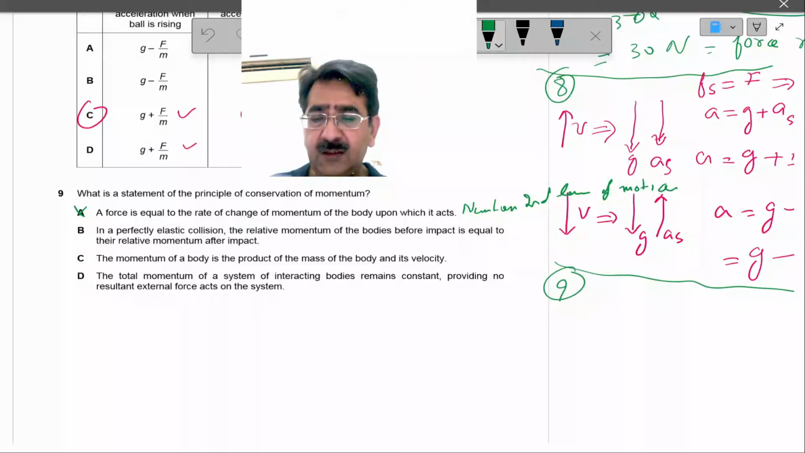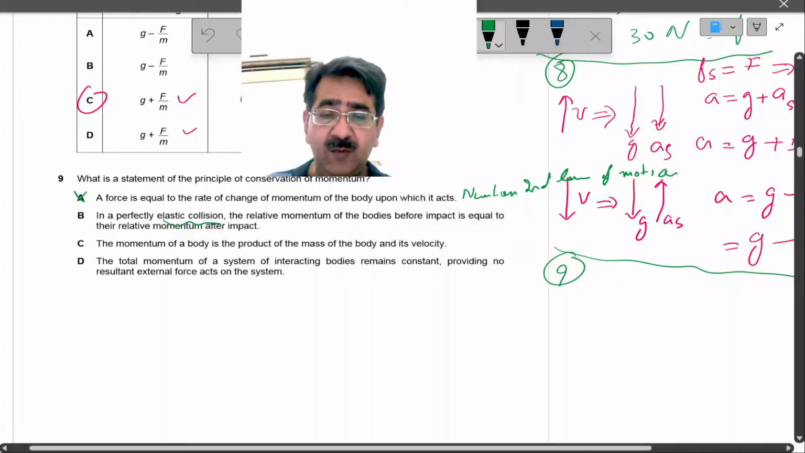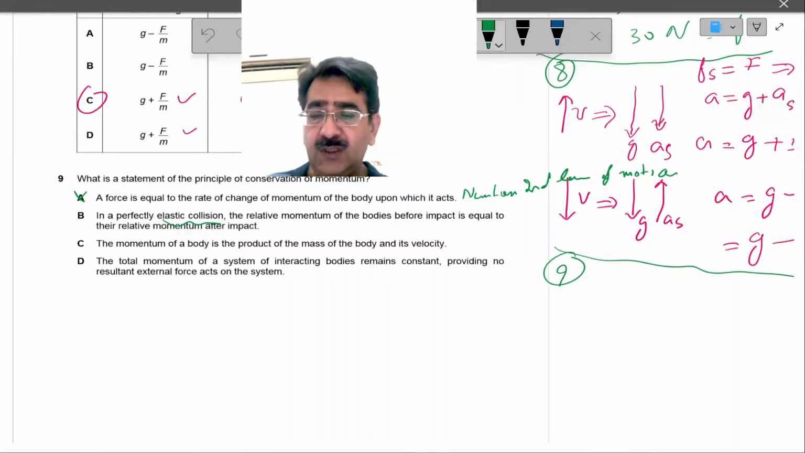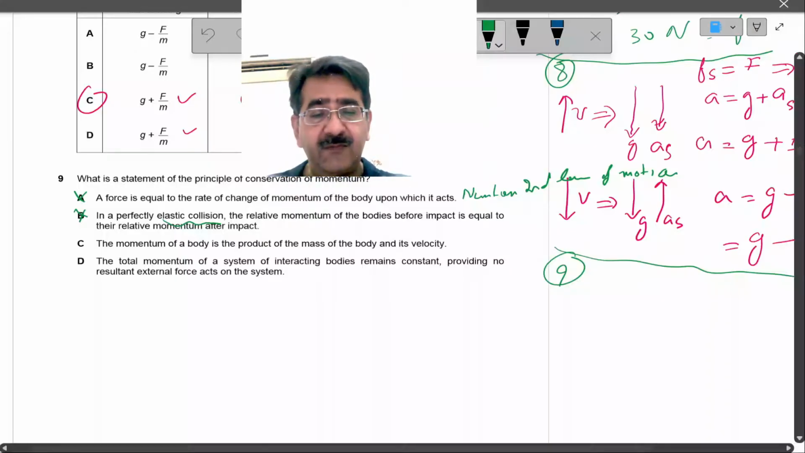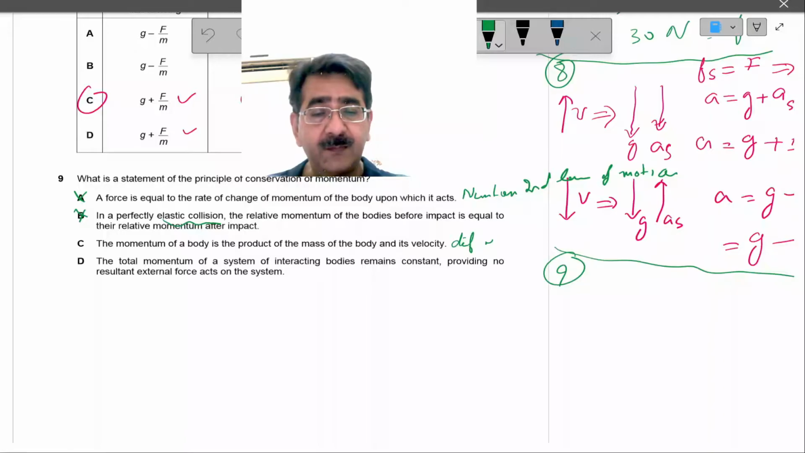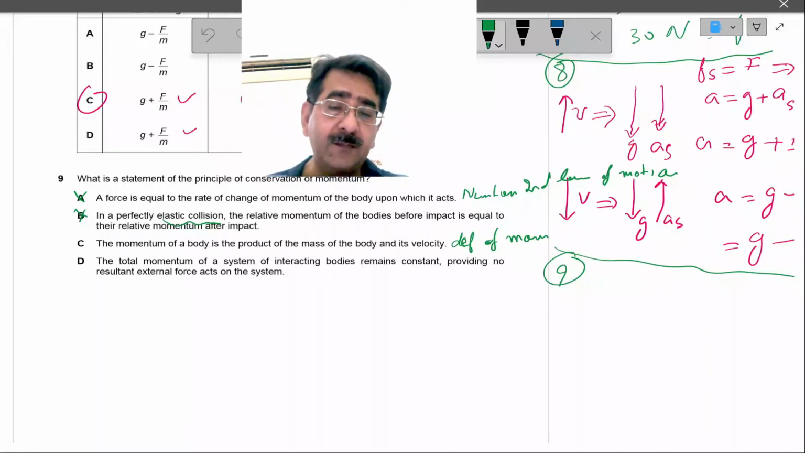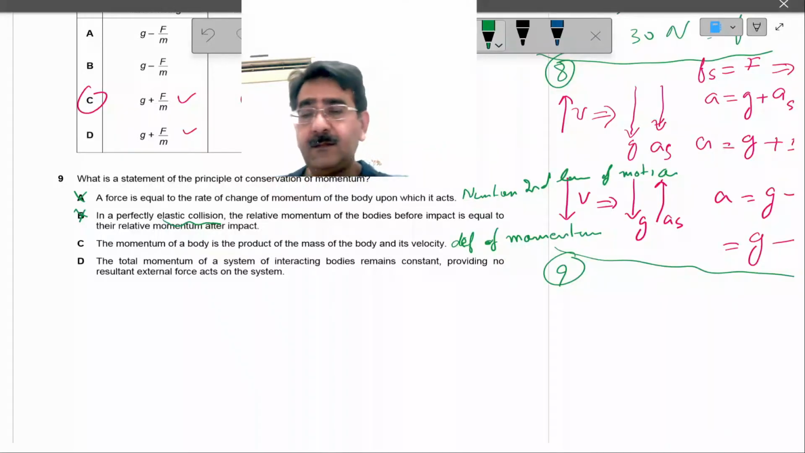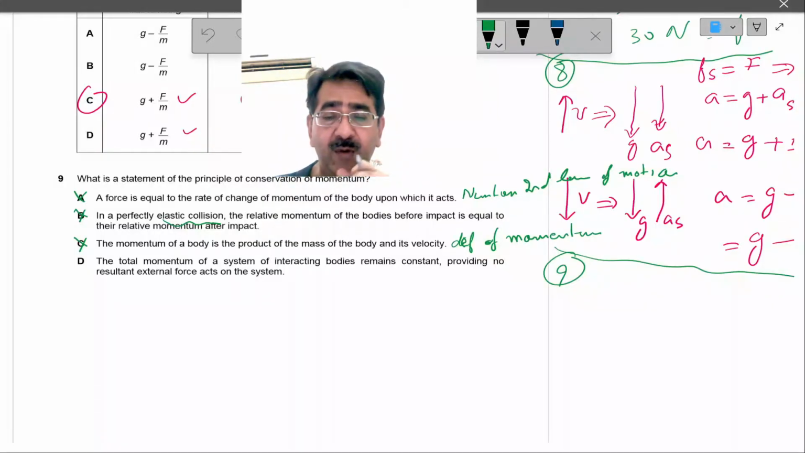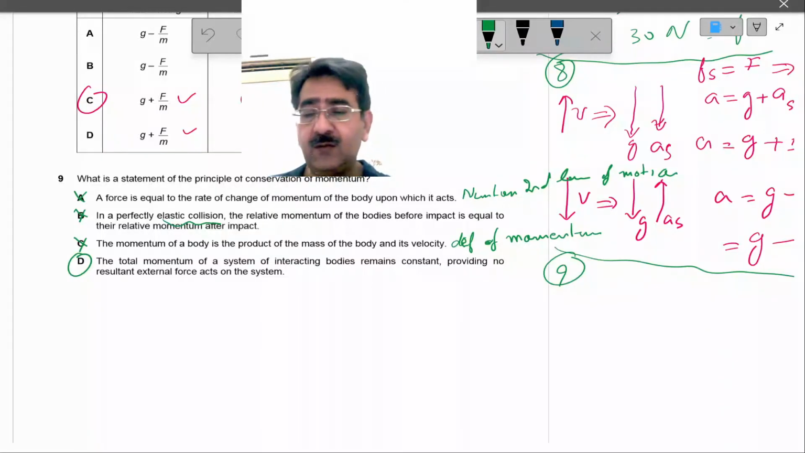The other option B is about elastic collision. This is related, but the conservation of momentum is true for elastic and inelastic collision both, so choice B is also wrong. Choice C, the momentum of a body is the product of mass and velocity, is the definition of momentum, not the law of conservation. D: the total momentum of a system of interacting bodies remains constant provided no resultant external force acts on the system. So D will be the choice. That will be true.